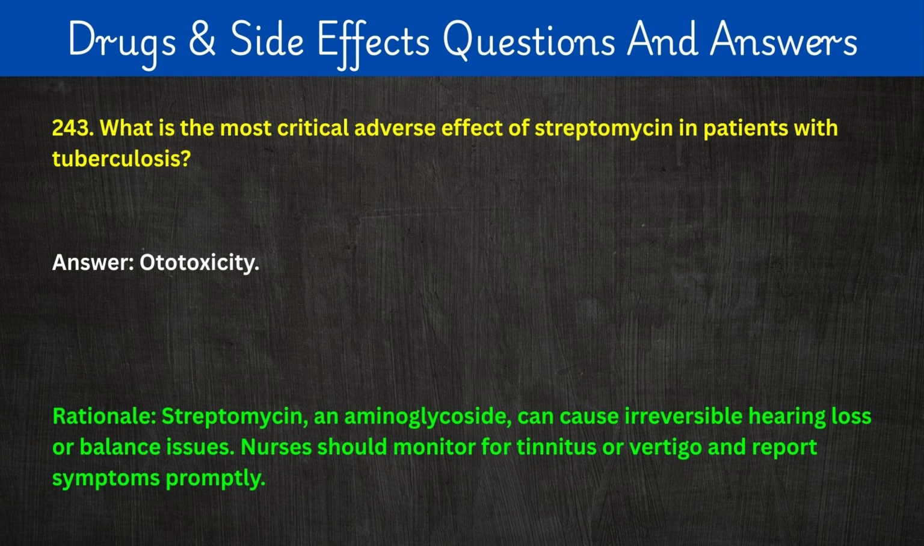243. What is the most critical adverse effect of streptomycin in patients with tuberculosis? Answer: ototoxicity. Rationale: streptomycin, an aminoglycoside, can cause irreversible hearing loss or balance issues. Nurses should monitor for tinnitus or vertigo and report symptoms promptly.